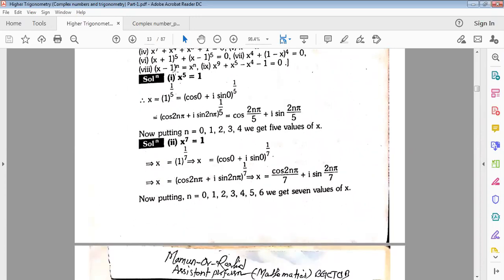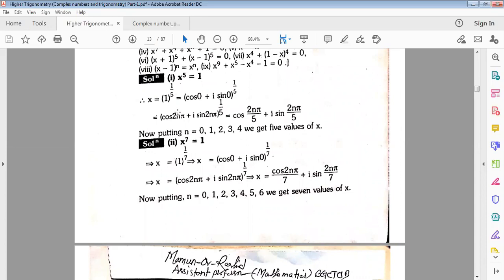That means how many roots will be here? 5 roots. x equals 1 to the power 1/5. We can write this taking the 5th root on both sides. Then this one can be written as cos 0 plus i sin 0, then cos 2nπ plus i sin 2nπ, to the power 1/5. Now applying de Moivre's theorem, this power will be multiplied with this, right? Now putting n equals 0, 1, 2, 3, 4, we get the values of x.